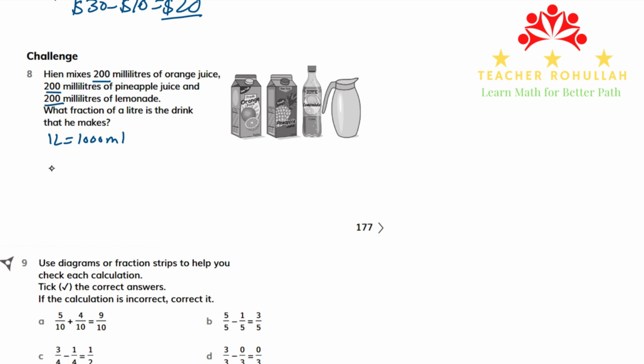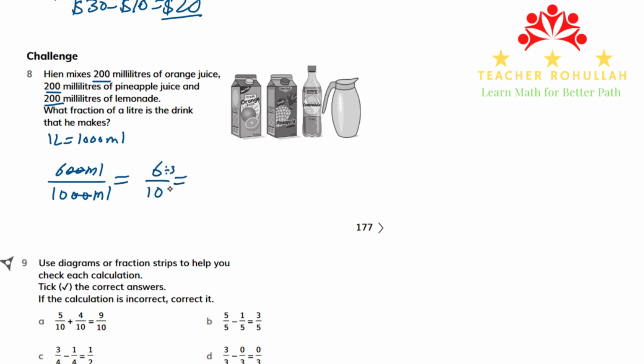Now she is mixing 200 ml orange juice, 200 ml pineapple juice, and 200 ml of lemonade. So if we add them together, we will have 600 ml out of 1000 ml. By finding this fraction, we can say what fraction of 1 liter of juice she has made. To simplify this, we can cancel the zeros here. These two zeros will cancel out these two zeros, and now we have 6/10.